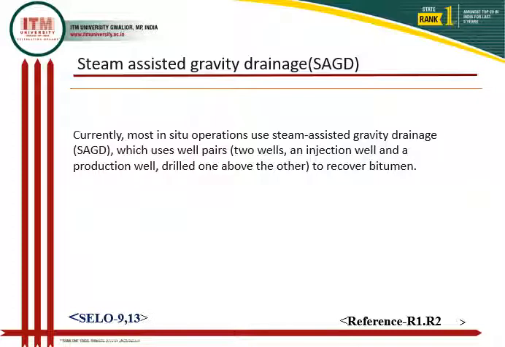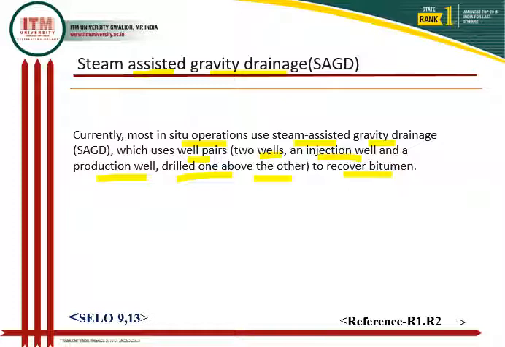The first method is SAGD, the steam assisted gravity drainage method. Most in situ operations use steam assisted gravity drainage. It mostly uses well pairs. Two wells are created: one is an injection well through which the steam is injected, and the other is the production well, drilled one above the other to recover the bitumen.